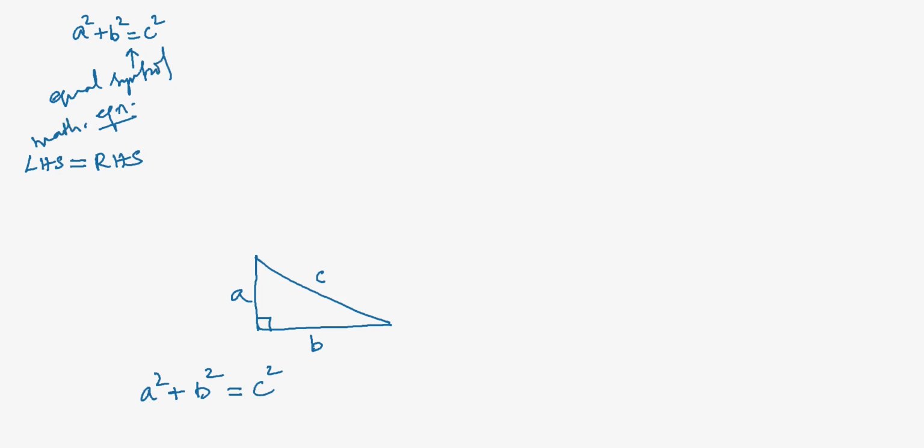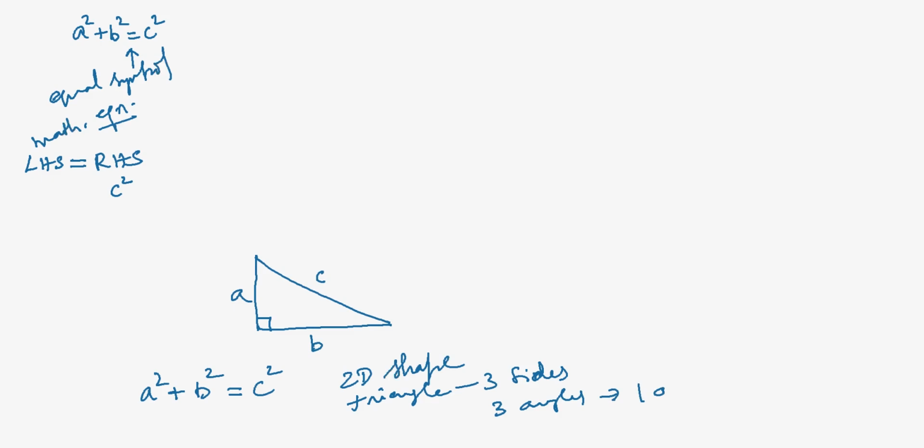The right hand side is simpler, because it is simply c square. What do we understand from c square, tell me. And always relate to where we started, don't keep it as a separate problem. We started with a right angle triangle, a 2D shape, right? Yeah. A 2D shape, which is a triangle, and a triangle has 3 sides and 3 angles, but we are not dealing with the angles now, only the 3 sides, and one of the 3 angles is 90 degrees.